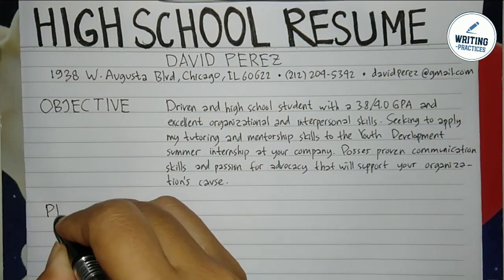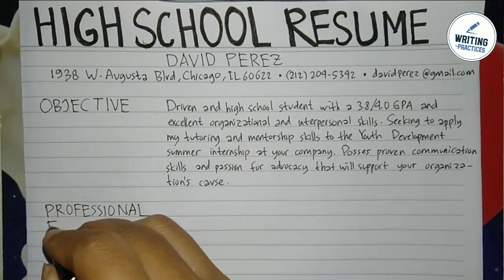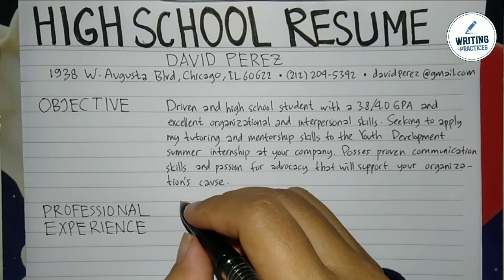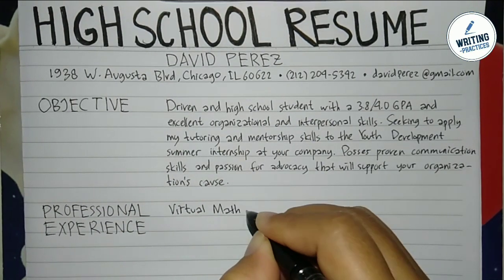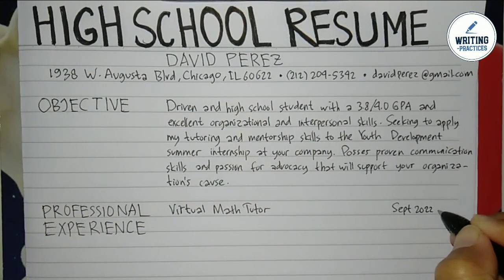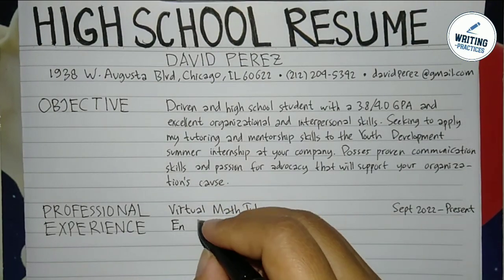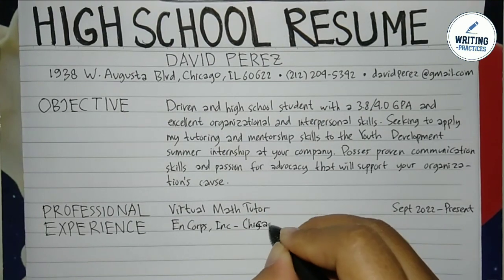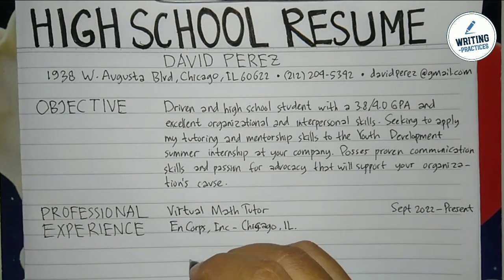The next section is professional experience. Just because you are a high school student doesn't mean you have no experience. You can write it here. Mostly, high schoolers mention their experience as a private tutor or mentor. Write the job title here as well as the date to show how long you worked there. And under it, write the company or organization. And write also the city and state.